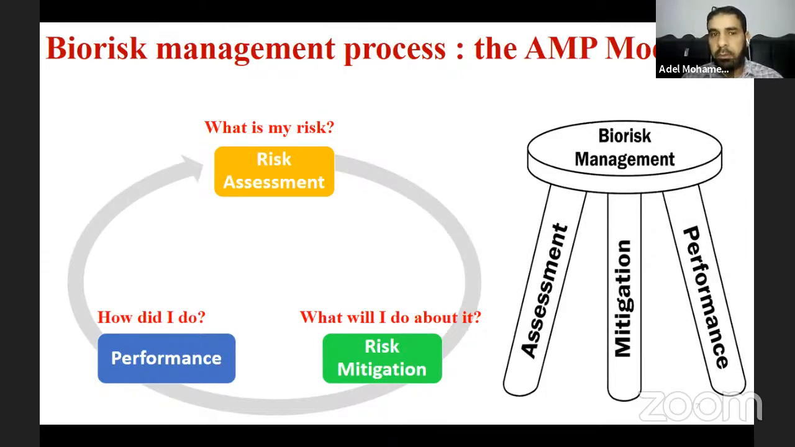So, what was the assessment? What is our biorisk management level, and what is the plan? What is the mitigation plan? And if there are any gaps or any things that need to be filled, what is the performance plan?